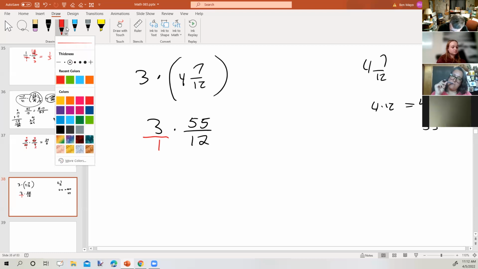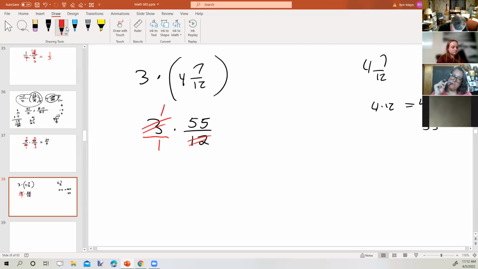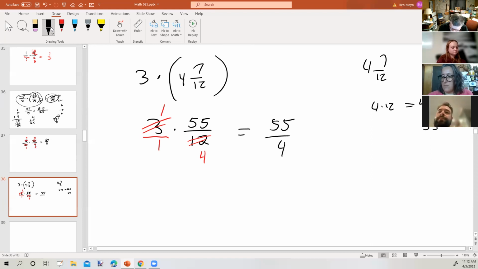Okay. 3 over 12 is 1 over 4. 55 and 4 have no common factors to reduce out. So final answer, 55/4.